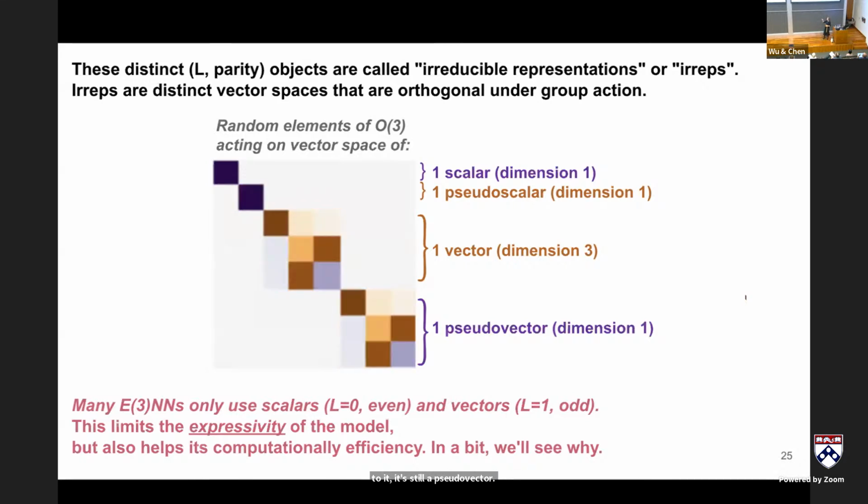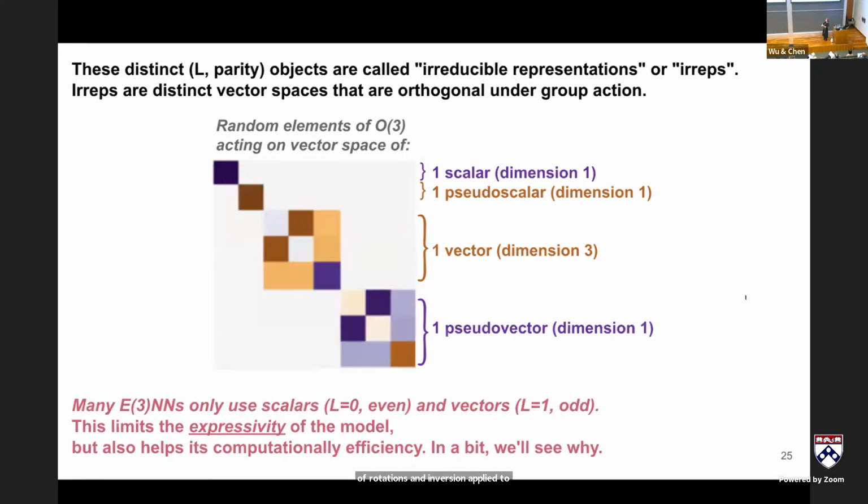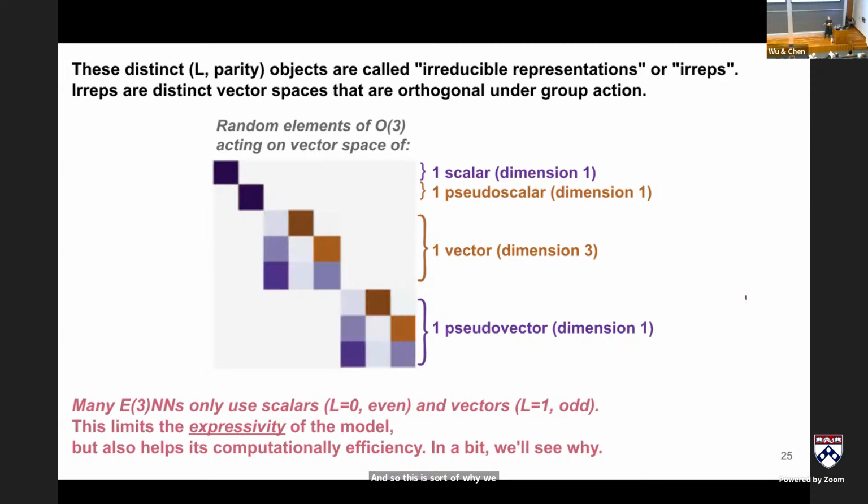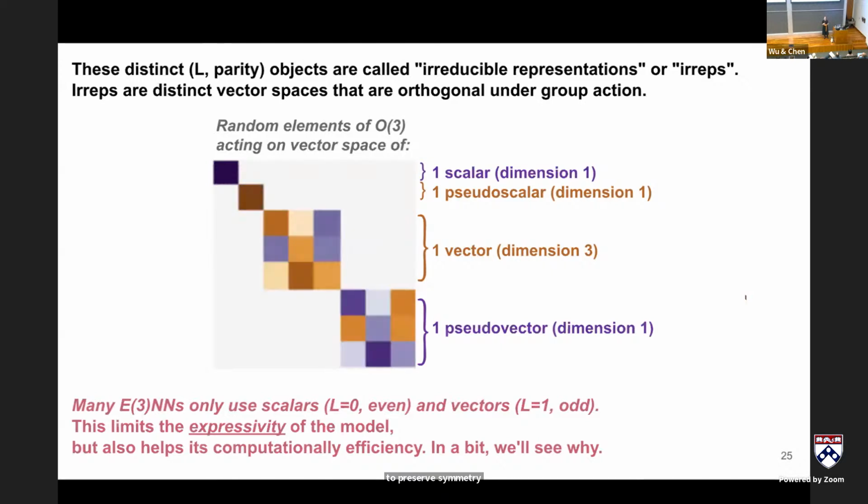What I'm showing here, this GIF, is random elements of rotations and inversion applied to the vector space of a scalar, a pseudoscalar, a vector, and a pseudovector. The important thing is that you notice this matrix is block diagonal, and so these vector spaces are not talking to each other. They are independent. This is why we use this basis: it makes it much easier to preserve symmetry because we know how these different chunks behave and which pieces talk to each other or not.